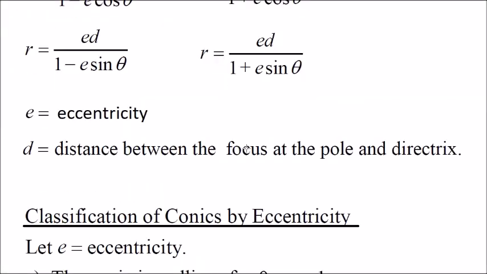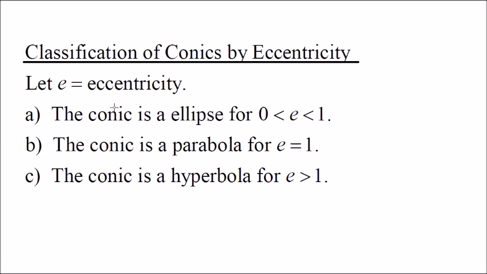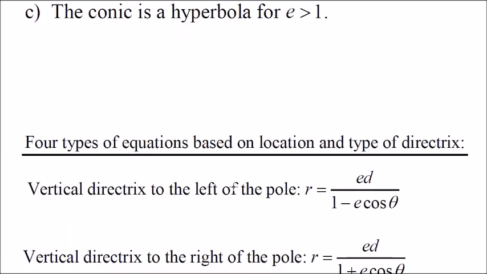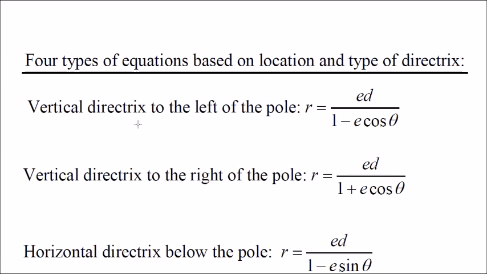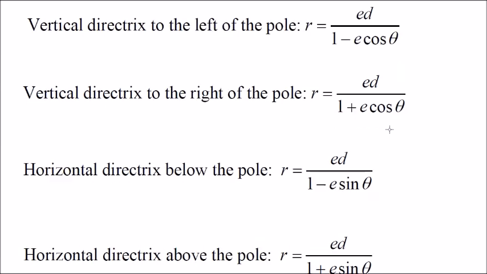And so in summary, for the eccentricity, if it's between 0 and 1, we have an ellipse. If it's equal to 1, we have a parabola. If it's greater than 1, we have a hyperbola. And then the location of the directrix: if it's a vertical directrix to the left of the pole, then the equation will be of the form r equal to ed divided by 1 minus e cosine of theta. If the vertical directrix is to the right of the pole, then the equation will be r equal to ed divided by 1 plus e cosine of theta.